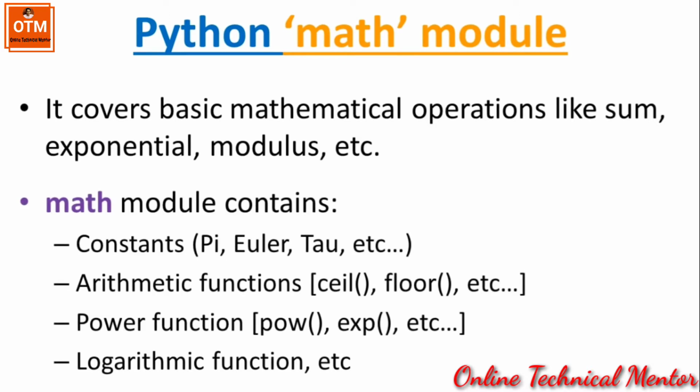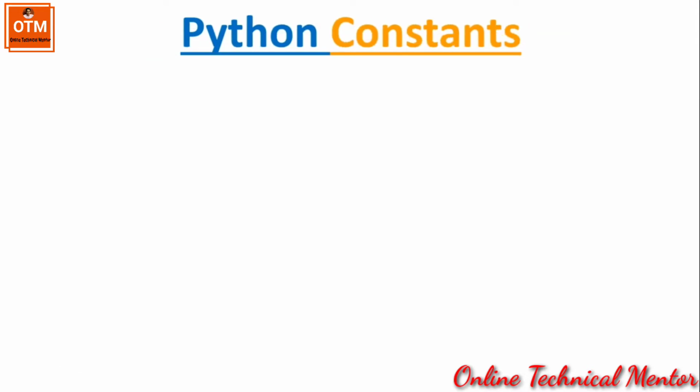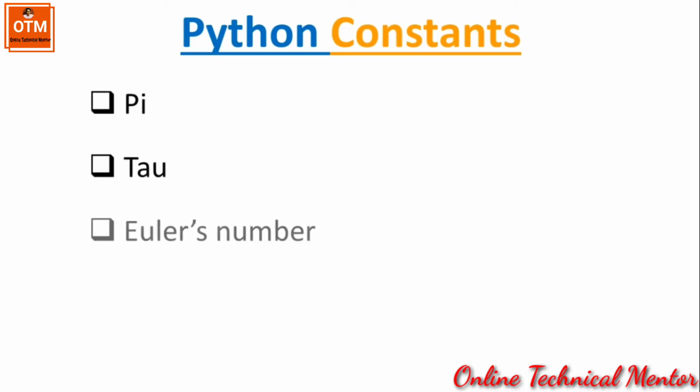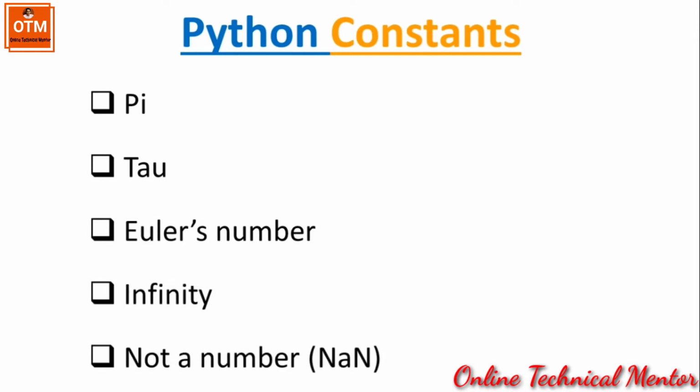The math module contains constants like pi, Euler, tau, etc. Arithmetic functions like ceil, floor, etc. Power functions like pow, exp, and the logarithmic function. Let's start with Python constants. The module includes several famous mathematical constants and important values like pi, tau, Euler's number, infinity, and Not a Number, which is represented as NaN. Let's start one by one.